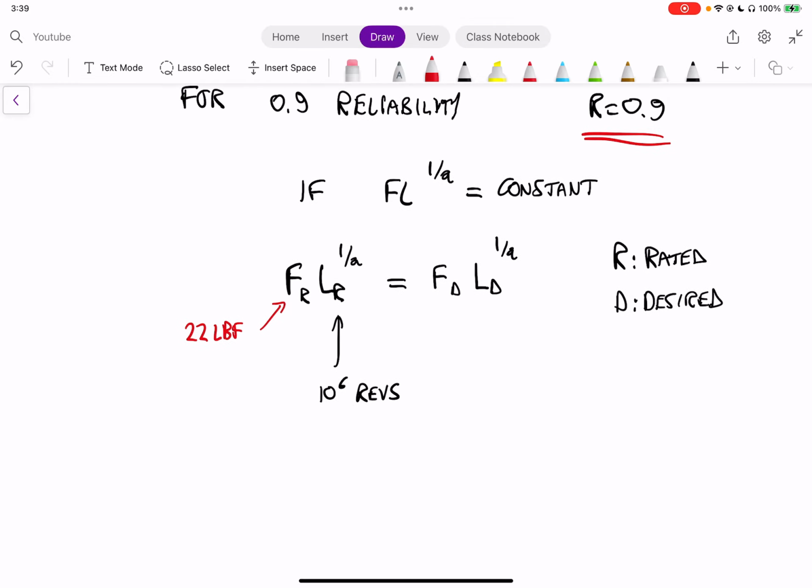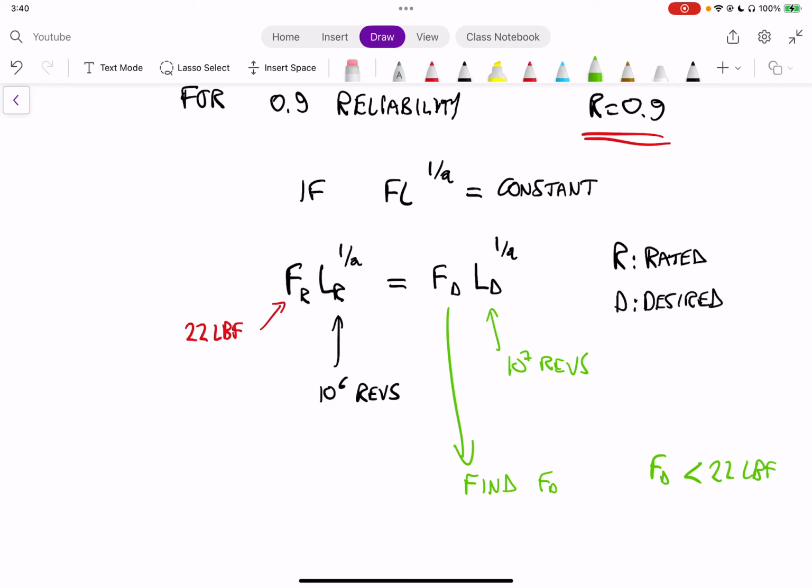Now, let's say that our life desired is not 10 to the 6 revolutions, it's actually 10 to the 7. So I want to find 10 to the 7 revs. Because F L to the 1 over a is constant, I can find F of D, or my force desired for the system. So the force desired will probably be something that is less than 22 pound force, based on the equation. And you can find your F desired based on this, okay?